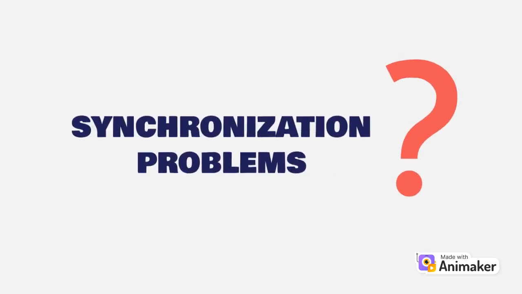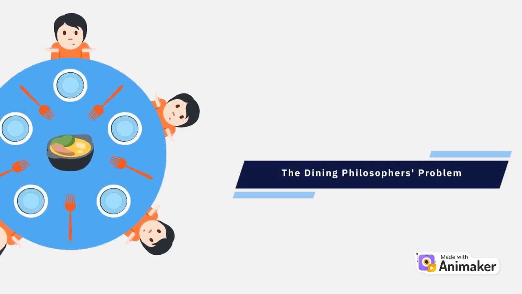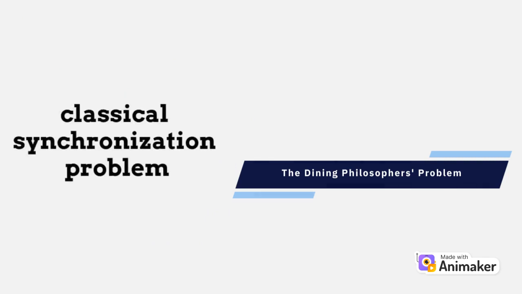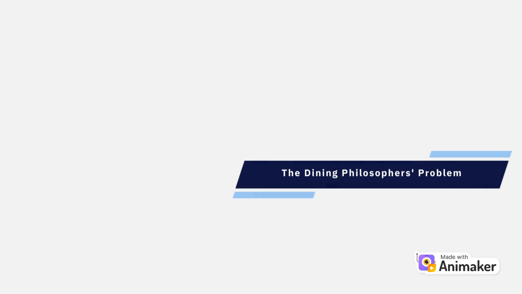Today we're going to talk about one of the synchronization problems of the operating system, which is called the dining philosopher's problem. The dining philosopher's problem is one of the classic problems used to describe synchronization issues in a multi-threaded environment and illustrate techniques for solving them.